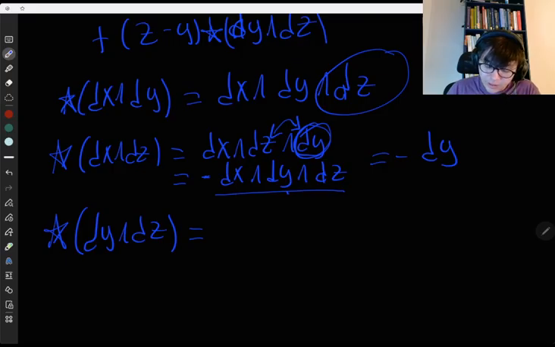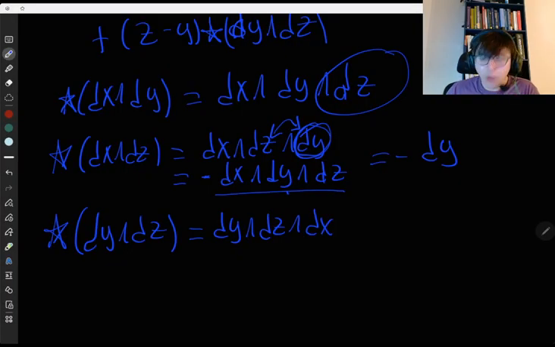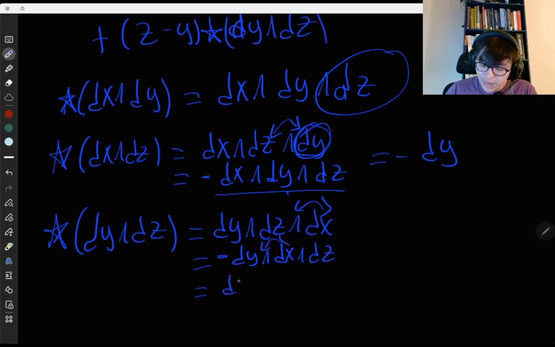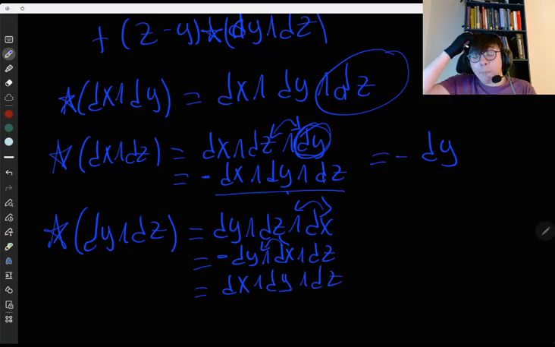And so if I do this, I'm going to write this as dy wedge dz wedge dx. Okay, so remember guys, I want to get back to my volume form. So I'm going to flip these spots. So I get a negative dy wedge dx wedge dz. And then I'm going to flip these spots. And I get a dx wedge dy wedge dz. So you see how by the end, I don't have a negative sign. So that means this is just going to be dx.